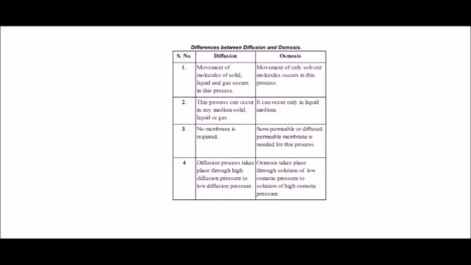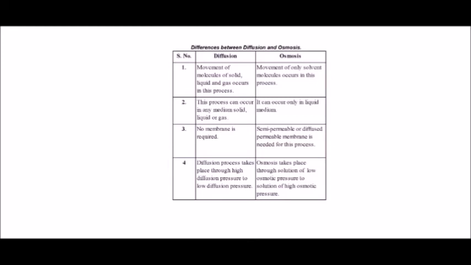Now let's see the differences between diffusion and osmosis. In case of diffusion, movement of molecules of solid, liquid and gas occurs, whereas in case of osmosis, movement of only solvent molecules occurs. Second point, in case of diffusion, the process can occur in any medium, solid, liquid or gas, whereas in case of osmosis, it can occur only in liquid medium.